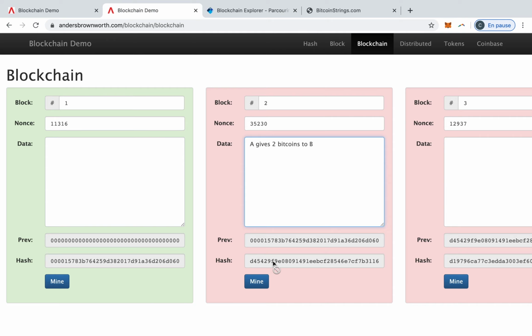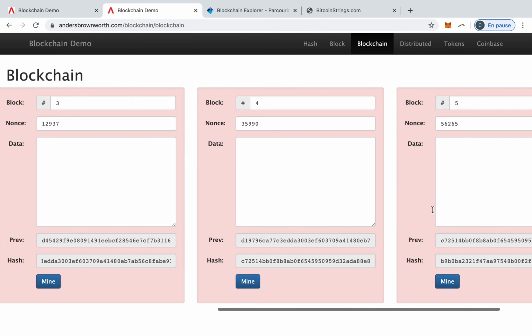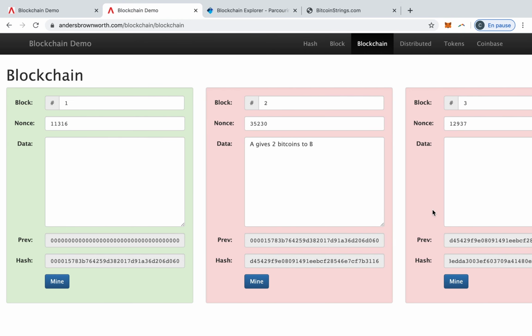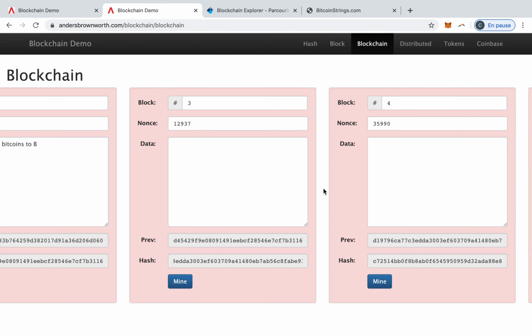But what happens is the next block, block number 3, because it contains the hash of block number 2 in the previous field, is not valid anymore. Look, it starts with D, so it's not valid anymore. Same for block 4 and block 5. So the simple fact of modifying something in block 2 invalidates block 2, of course, but also block 3, block 4, and block 5.